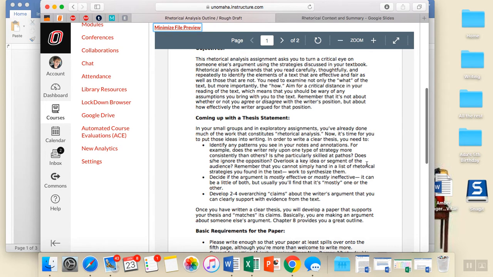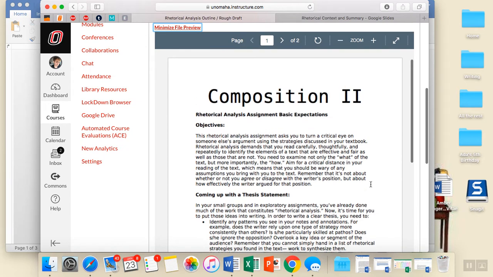And we're going to analyze your editorial based on whether you think the author was successful in terms of their rhetoric, how well they argued for the topic. So in the end, your thesis statement will end up deciding whether you think that this article was rhetorically effective or not. So that's really important to keep in mind.